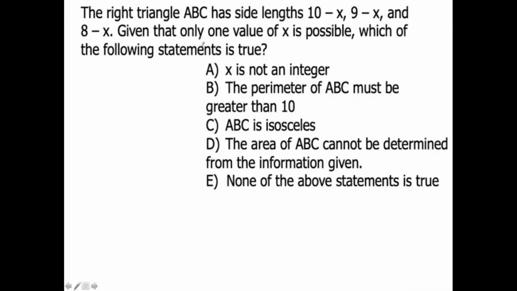The right triangle ABC has side lengths 10 minus x, 9 minus x, and 8 minus x. Given that only one value of x is possible, I'm going to underline that because it's probably important, which of the following statements is true? And then we have our list of statements that we need to evaluate here.